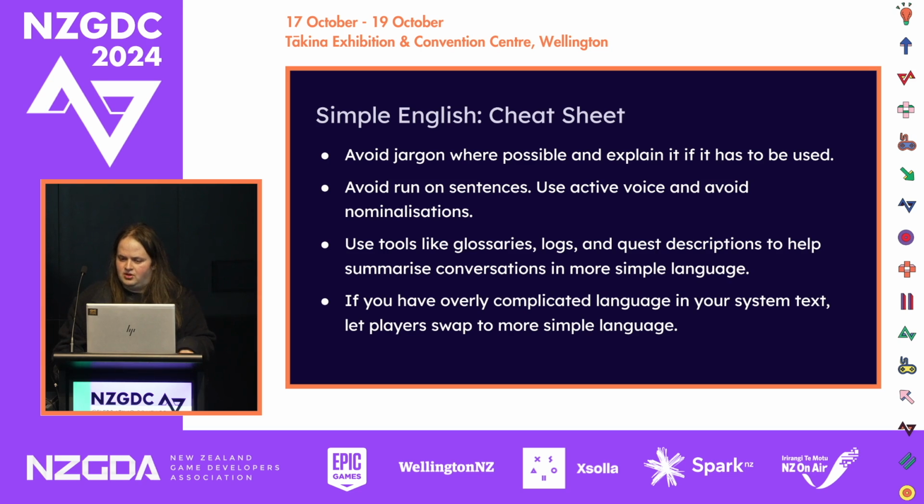Use tools like glossaries and logs and quest descriptions to help summarize conversations in more simple language. And if you have overly complicated language in your system text, let players opt out of that and swap to a more simple language. Now, this is a complicated topic, and it is something that you can take as far as you like. For an extreme example, look into what Easy Read is, which is a type of document that is intended to be read by people with severe intellectual disabilities. And it is a really good way to learn how to simplify the language that you're using, and is just a really interesting thing to look into in general.